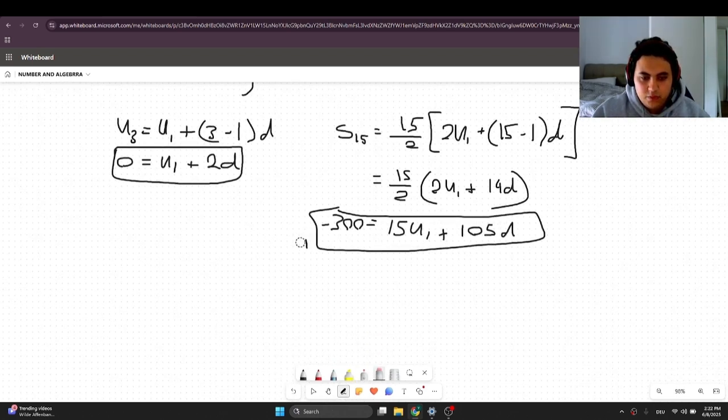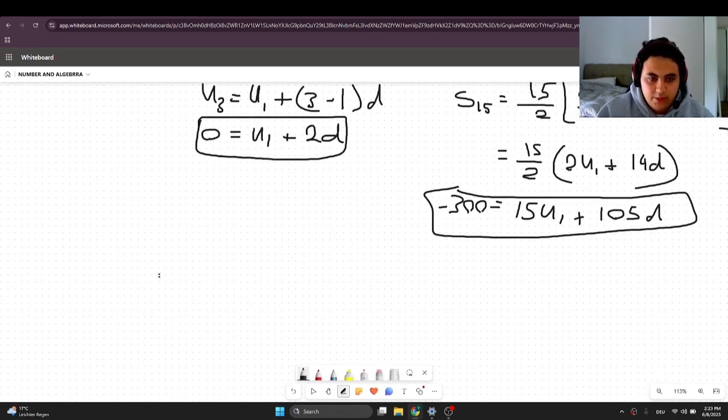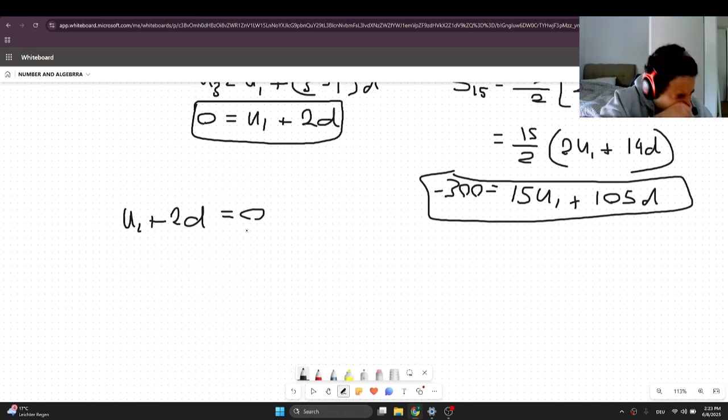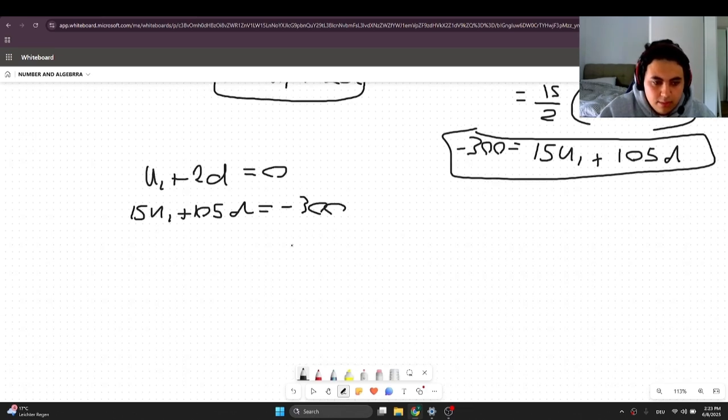All right, so we'll take these two formulas and put them into a system of equations. u1 plus 2d is equal to 0, and 15u1 plus 105d is equal to negative 300. This will give us that u1 is equal to 8 and that d is equal to negative 4.